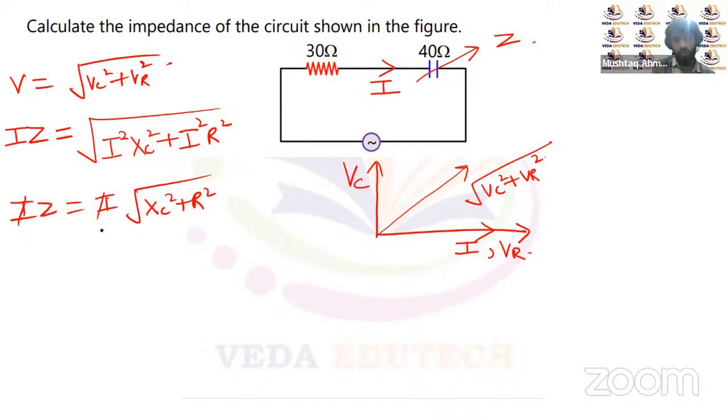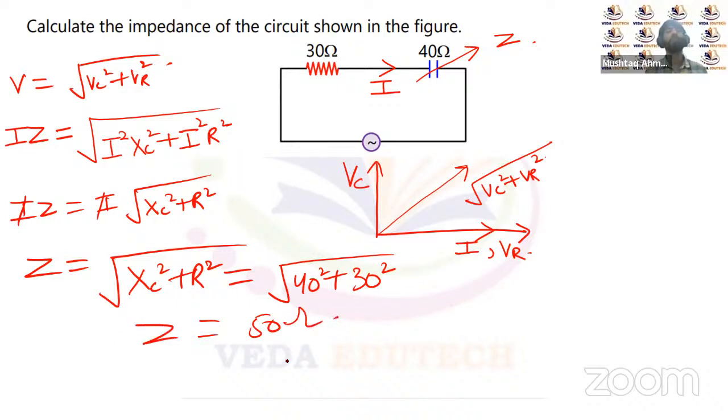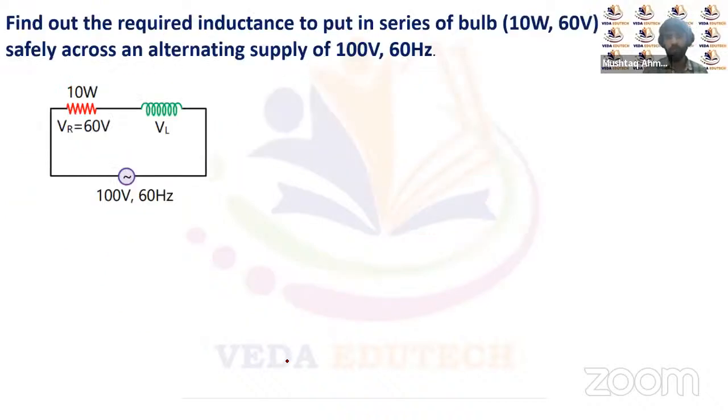So from here Z, the total impedance, will be equal to the root of XC square plus R square. The value of XC here is given as 40, so it will be 40 square, and the value of R is given as 30, so 30 square. So it will be actually equal to 50. The total impedance offered by this circuit is 50 ohms. Let's move on to the next question.